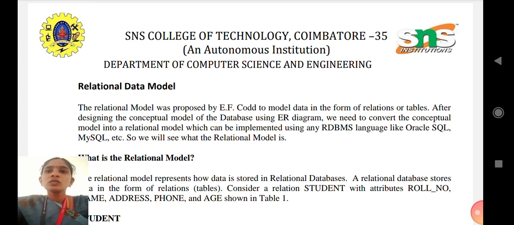Then the hierarchical model. The hierarchical model is a tree structure. It has only a single parent. The child nodes are dependent on the parent node. For example, I have used employee as a parent node, and I gave the child nodes as permanent, contract and intern. These are the types of employees handled in our organization.